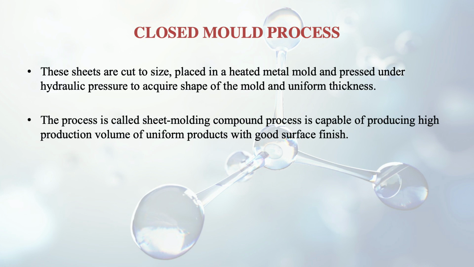And this process is called the sheet molding compound process, and it is capable of producing high production volume of uniform products with good surface finish. And generally auto body parts are being produced by this process. So whatever in automobiles we are seeing, this process can be used there.